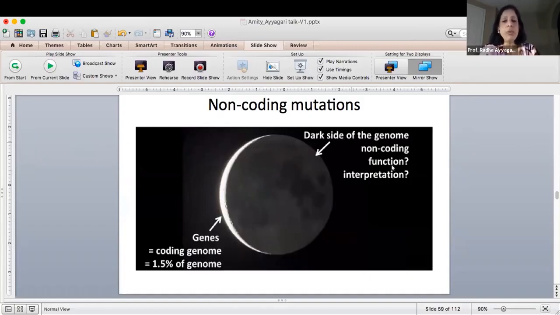But now, as I said, in 30% of the cases we are not finding mutations, and those mutations are likely to be in this non-coding region. That is what we need to learn more about at this point.